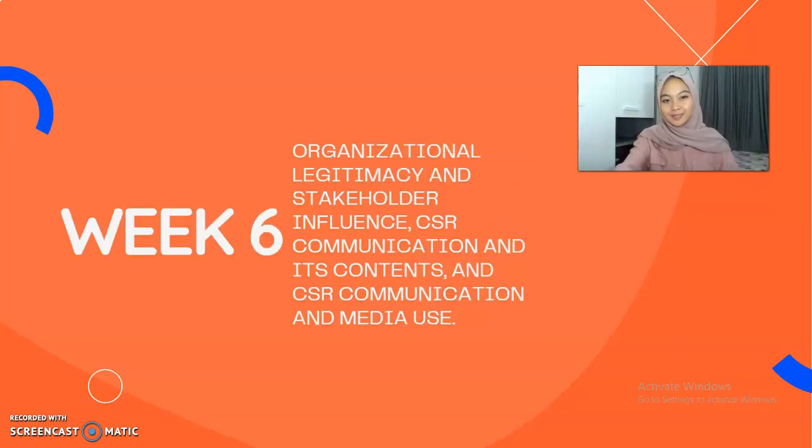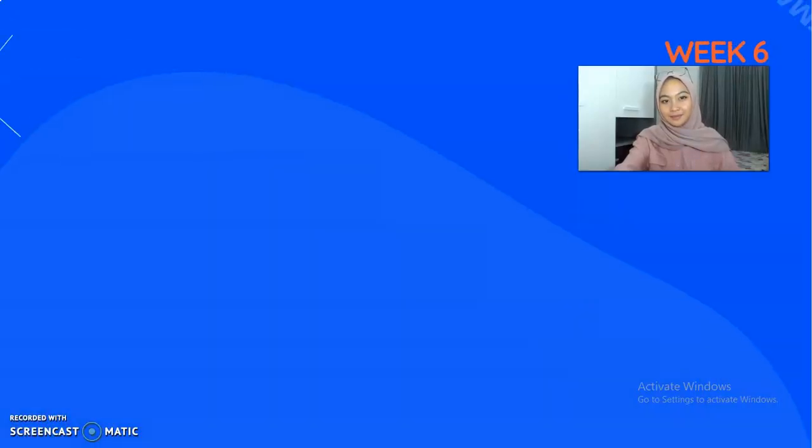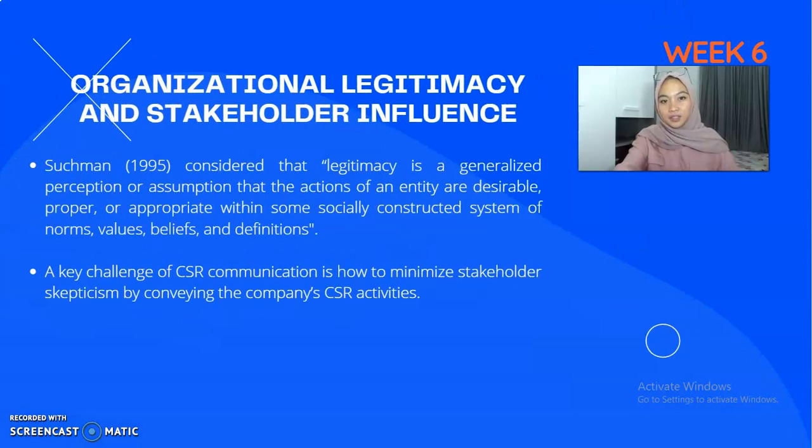Week 6. Organizational legitimacy and stakeholder influence. According to Zahman in 1995, legitimacy is a generalized perception or assumption that the actions of an entity are desirable, proper, or appropriate within some socially constructed system of norms, values, beliefs, and definitions.